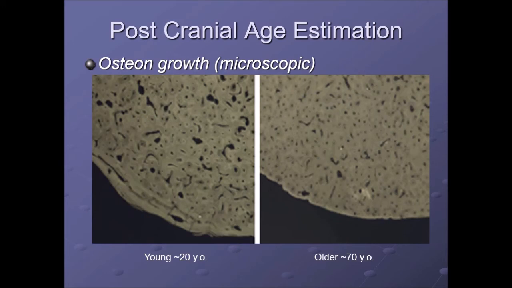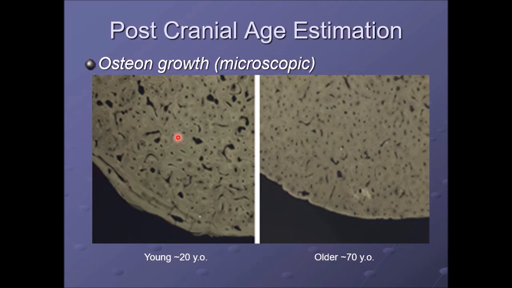Now, osteon growth is different. We can look at osteons. This is taking a super thin slice of a bone, putting it under a microscope, and looking at the osteons. These are the bone building cells. This is what builds up a bone. And what we're actually looking for are complete osteons.